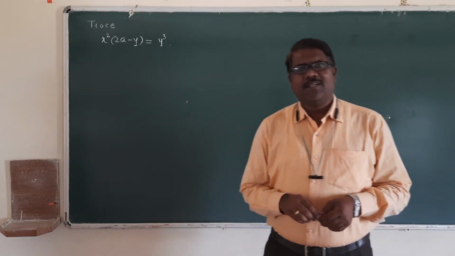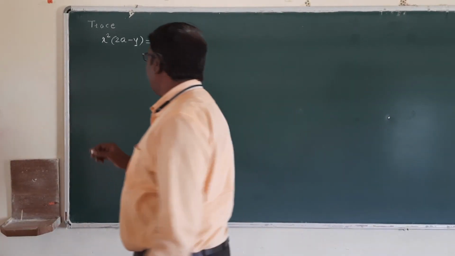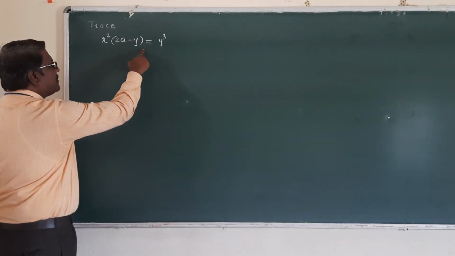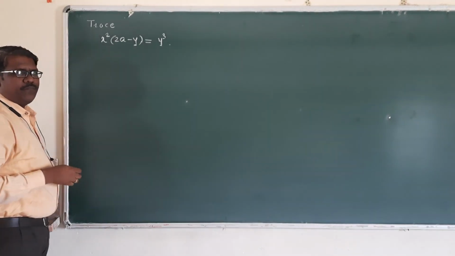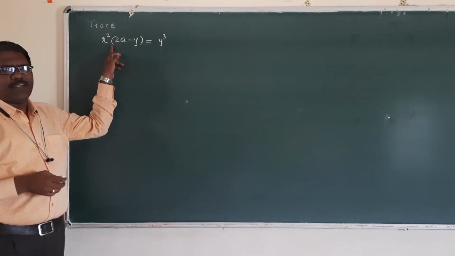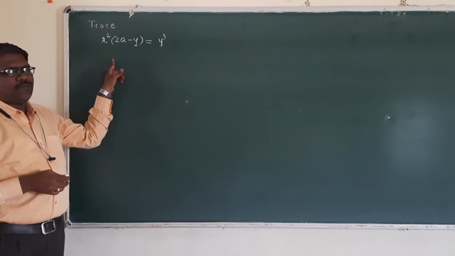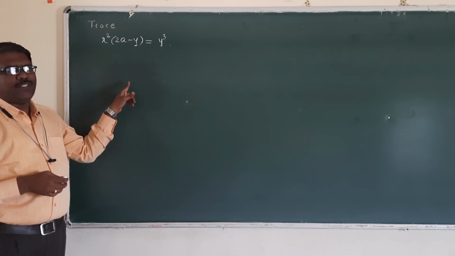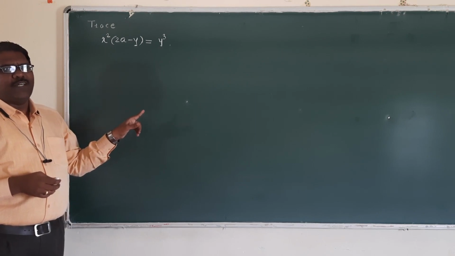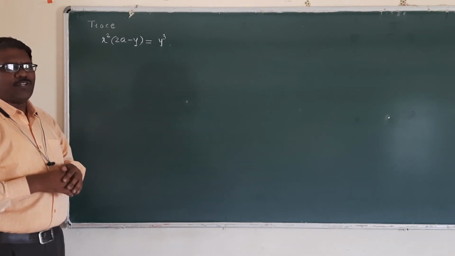Now the second example which we are going to study is: trace x square into 2a minus y is equal to y. For tracing this curve, again we require 6 points. First one symmetry, second origin, points other than origin, asymptotes, region of absence and shape of the curve.